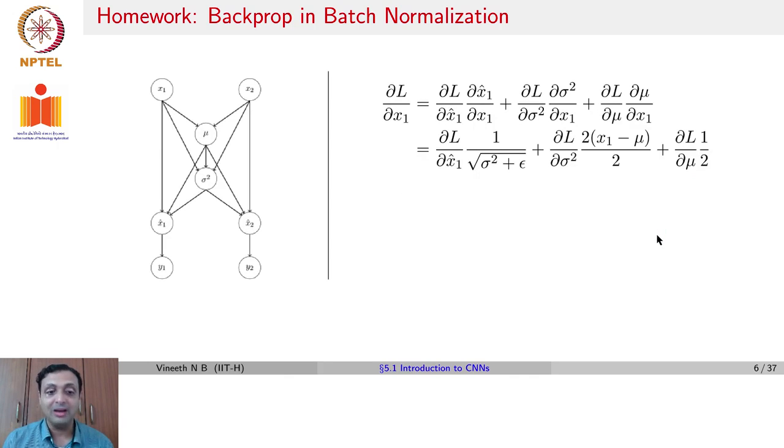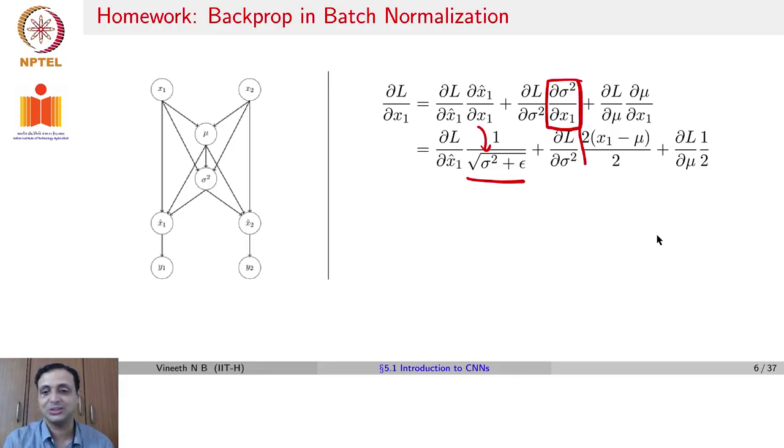Finally, ∂L/∂x1, that's the final gradient that you need to be able to compute to backpropagate to earlier layers. That is going to be ∂L/∂x1 hat into ∂x1 hat/∂x1, plus ∂L/∂sigma square into ∂sigma square/∂x1, plus ∂L/∂mu into ∂mu/∂x1. So this one follows as it is, ∂x1 hat/∂x1, by once again the definition of x1 hat, you will get it to be this term, ∂sigma square/∂x1, once again by the expansion of sigma with respect to x1.